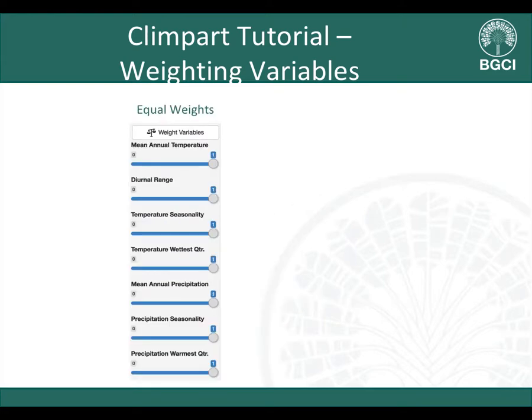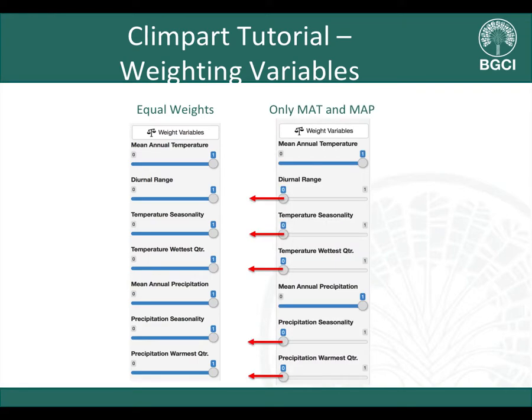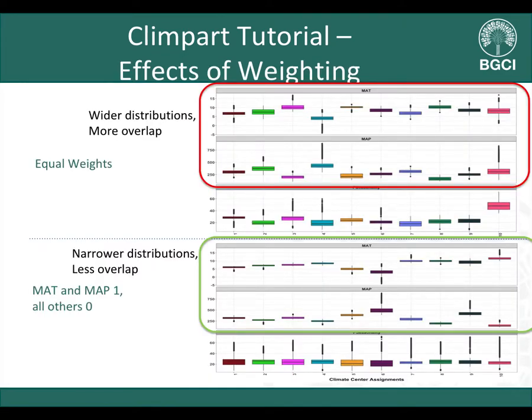When you click the Weight Variables button, the controls will expand with 7 additional sliders, each dictating the weight of the corresponding variables. Here we set all weights to 0 except for mean annual temperature and precipitation. Setting variable weights to 0 excludes them from the analyses. By assigning weights of 0 to all but mean annual temperature and precipitation, we can tighten the distributions of those focal variables in each assignment and lessen the overlap across assignments.